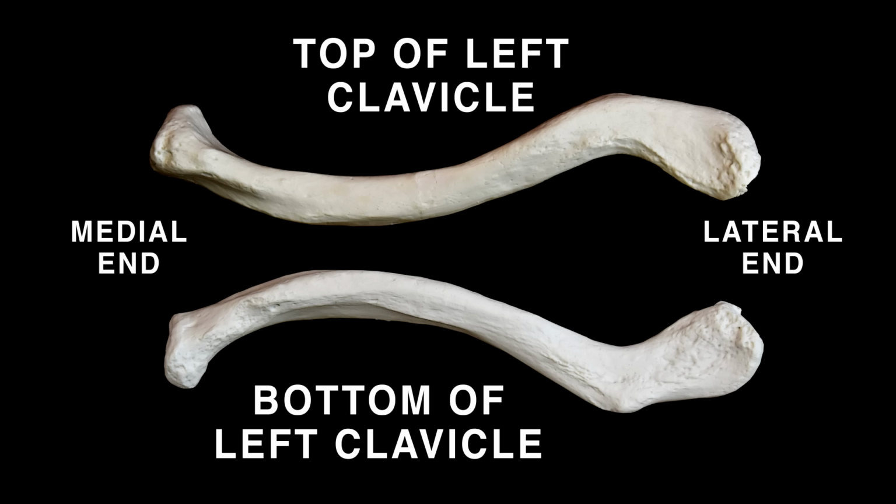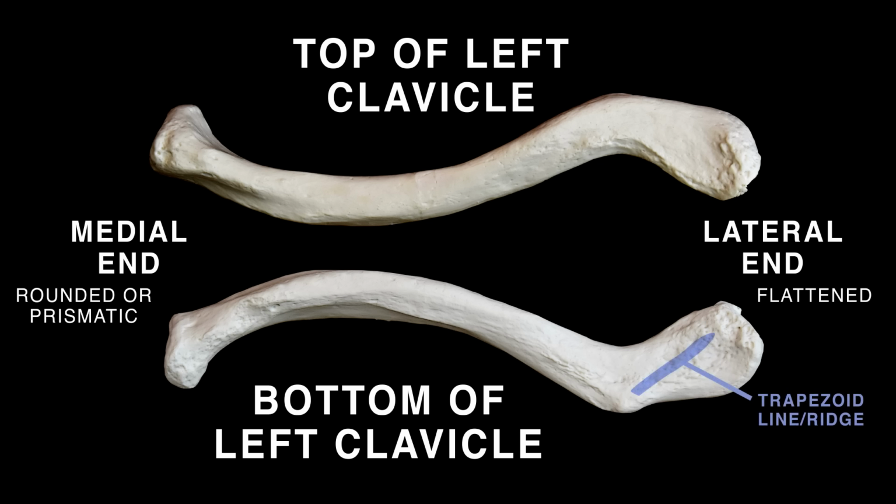The two ends of the clavicle are easily distinguished. The medial end is rounded or prismatic, and the lateral end is flattened. The inferior surface of the lateral end is rough and has a ridge called the trapezoid line, also called the oblique or trapezoid ridge, which attaches to the trapezoid ligament.